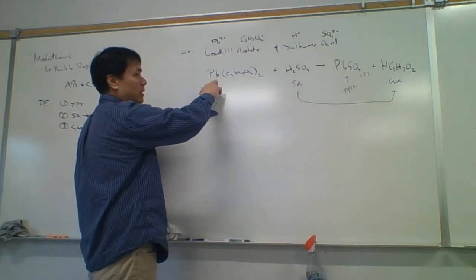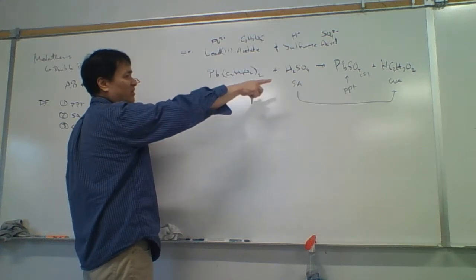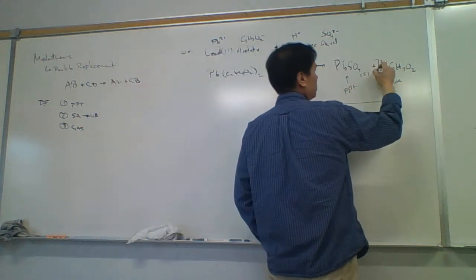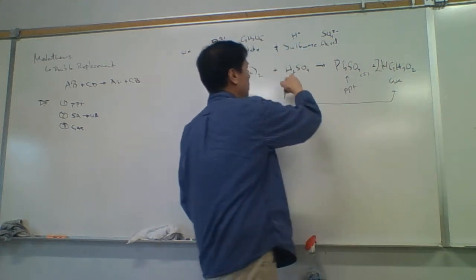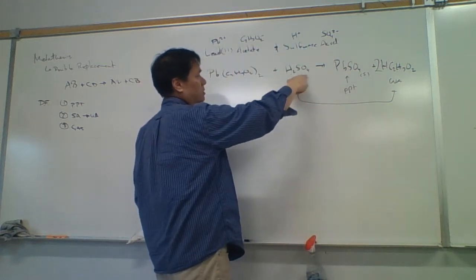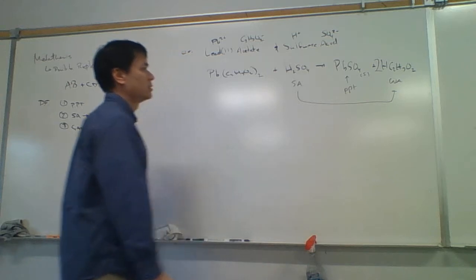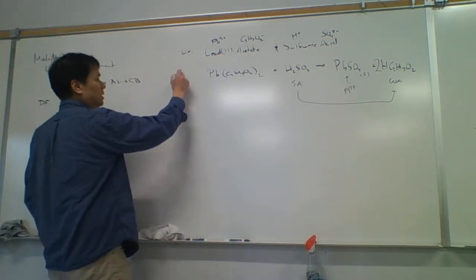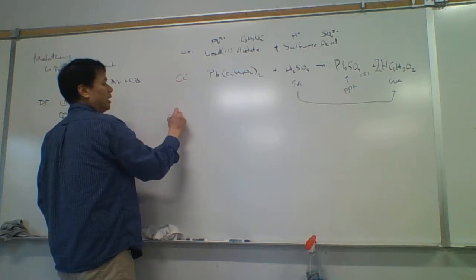And therefore, we should balance it. The way I balance it is by ions. So here I have 1 lead. Over there I have 1 lead. Here I have 2 acetates. I need 2 acetates here to double that. 2 H's, 2 H's, 1 sulfate, 1 sulfate. So this is balanced. All right, this is what we call the CE, the complete equation. And then we're going to go to the IE.